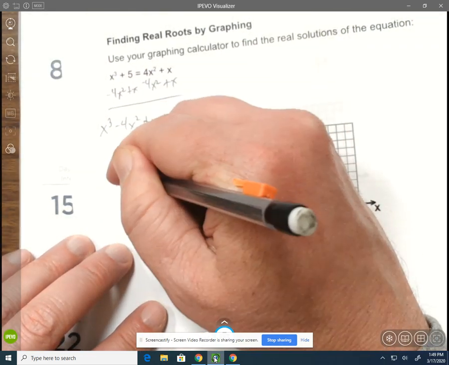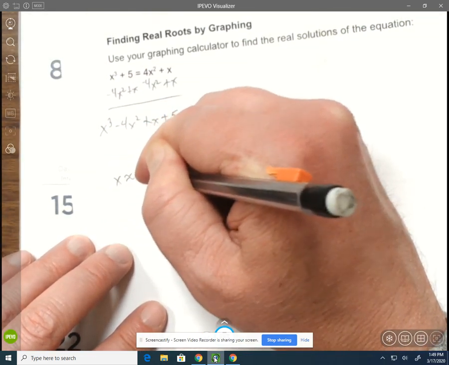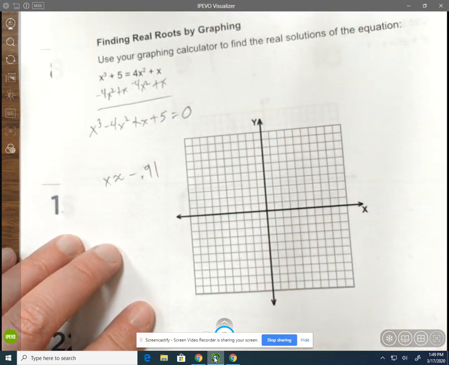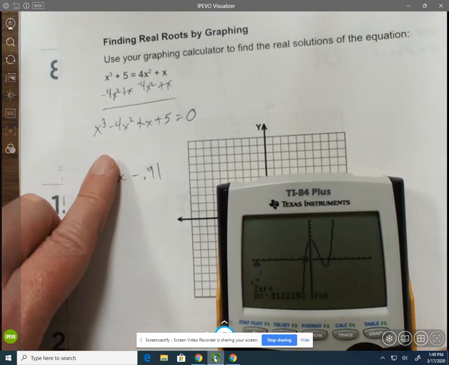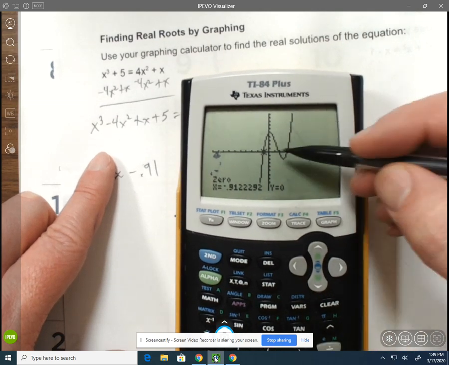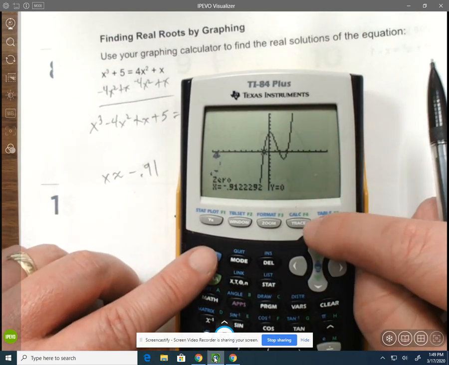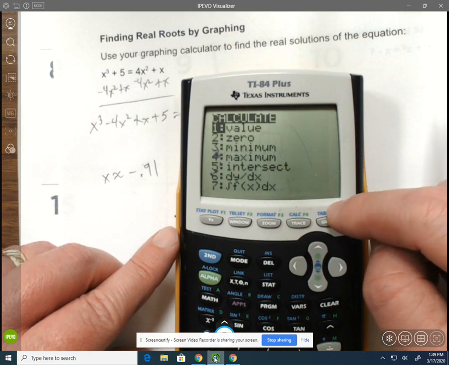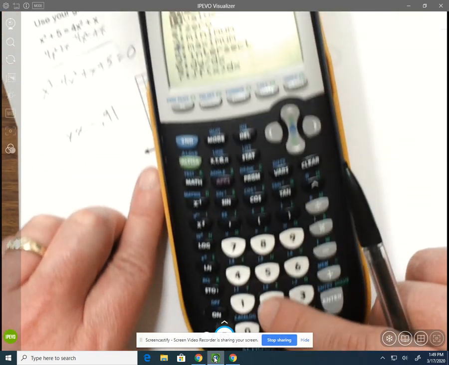All right, so one is at about negative 91 hundredths, which means, if we could have got this down to something factorable, we wouldn't have been able to. We would have had to do the quadratic formula. Let's find this one. All right, so I'm going to do it again. Second trace, and I want to hit number 2.